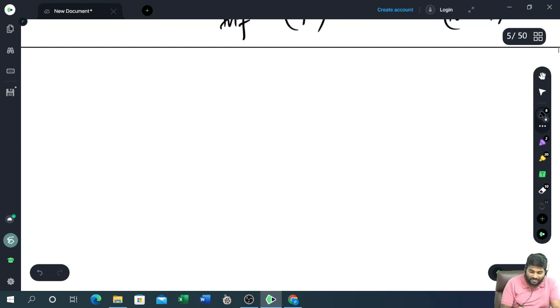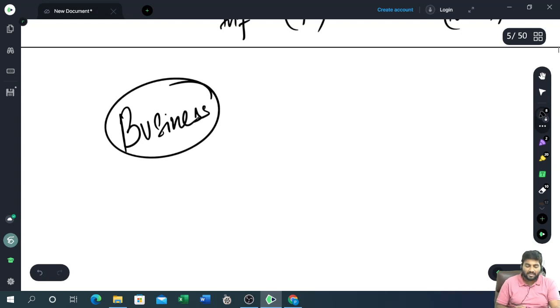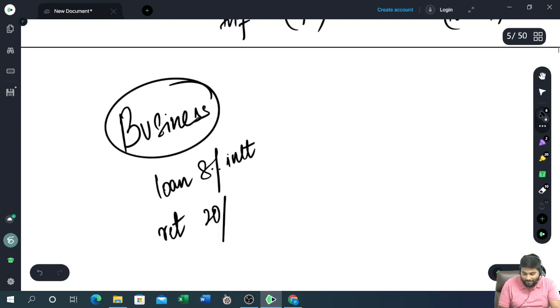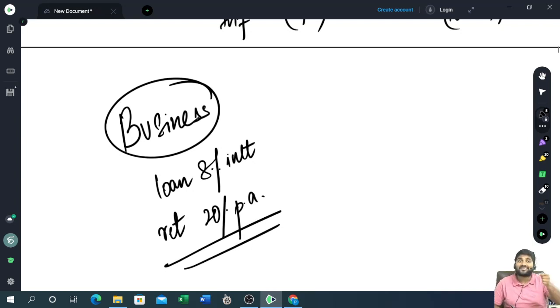How does a business grow? Let's take an example of a business. This business is taking a loan at 8% interest and is generating returns of 20% per annum. So this is good, right? Because business is a risky thing. It involves a lot of risk. Market risk is there, financial risk is there, a lot of risk a business faces. So this is how business grows. You take loans from the bank and you manage the business efficiently and you generate higher returns for your shareholders or for the owners of the company.